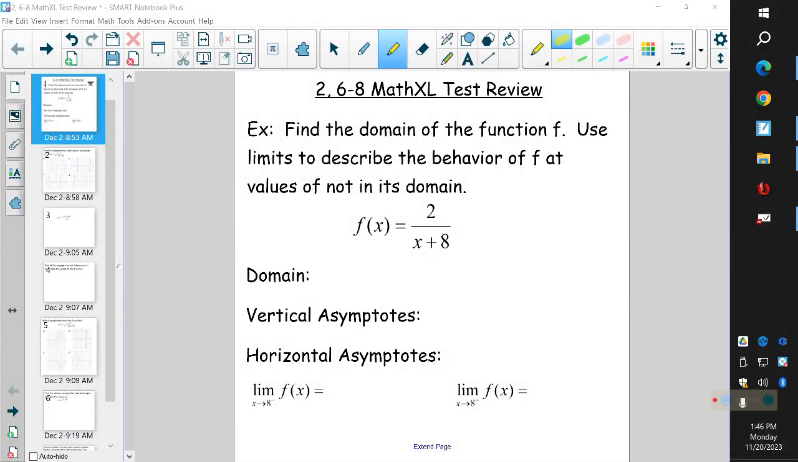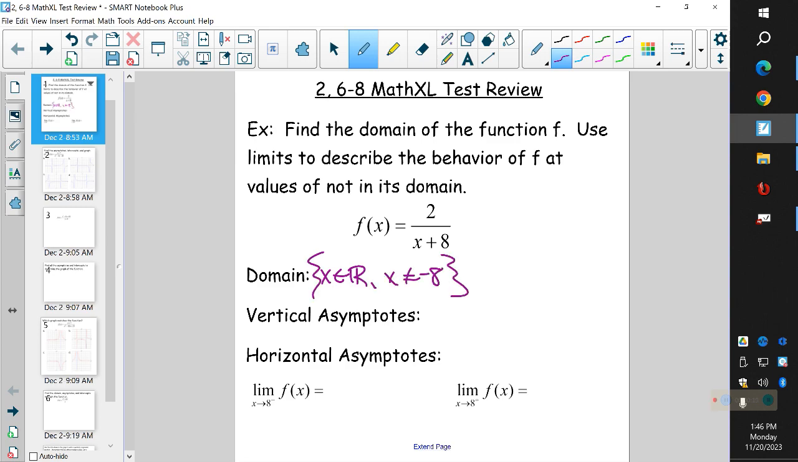Okay, today we're going to be talking about reviewing for the 268 MathXL test. The very first thing we have here is finding the domain. So if we're finding the domain, this means that we need to say, all right, the denominator can't be 0, so x is an element of the reals, and x cannot be negative 8. Yes? Okay.